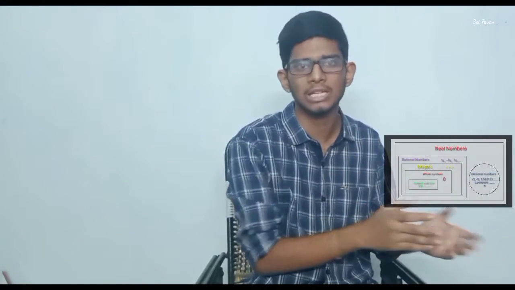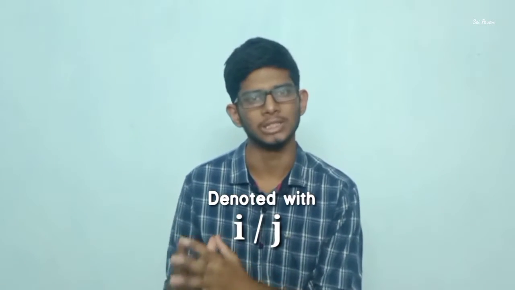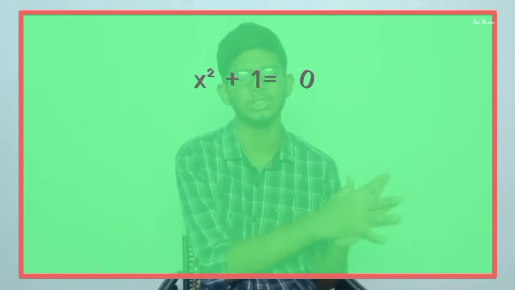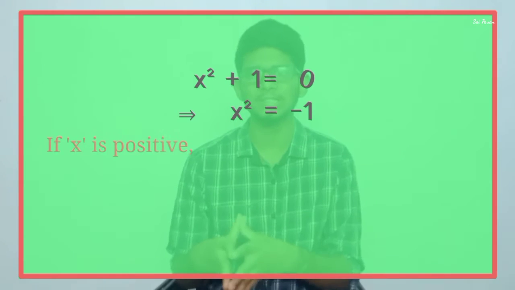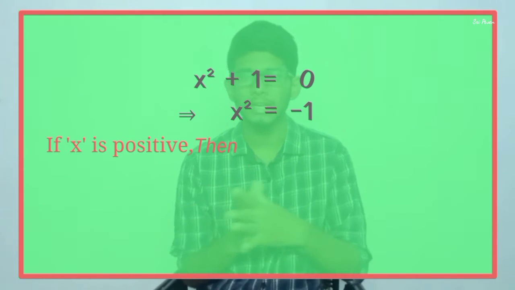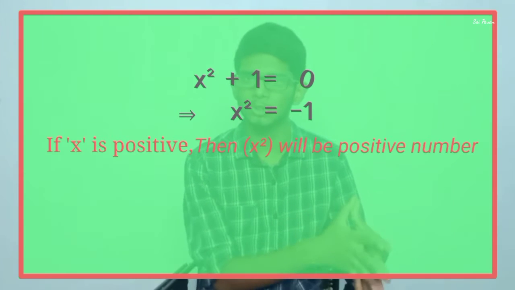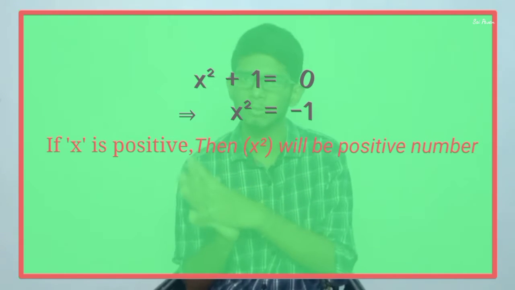Now let's talk about the imaginary numbers. As the name suggests, they are imaginary; they do not belong to this real numbers universe. They are just imaginary. These are denoted with small i or small j. To understand the imaginary numbers, take a look at this problem. x square plus 1 is equal to 0, which implies x square is equal to minus 1. Let us consider x is a positive number. If we square a positive number, the result will be a positive number. So x does not equal a positive number.